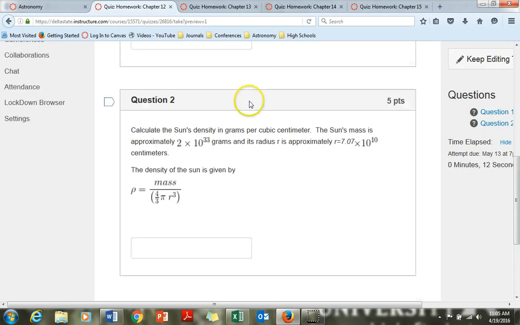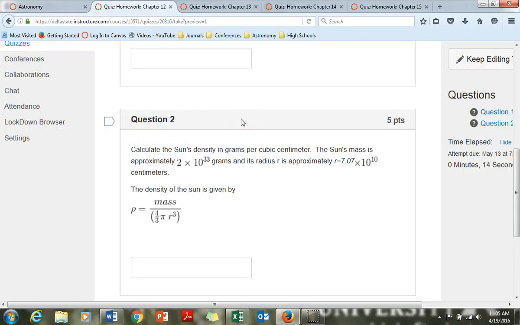So 2 times 10 to the 33 grams is the mass of the sun. Radius approximately 7.07 times 10 to the 10th centimeters. So what is the density of the sun? It's given by this formula. The mass, 2 times 10 to the 33 grams, divided by 4/3 pi times radius cubed. Now, here's one where it might make sense to break it up into 2 pieces, and calculate the denominator first.